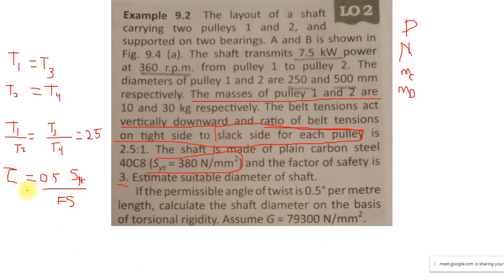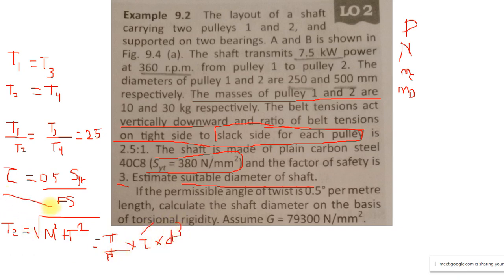After giving shear stress, they asked us to find the suitable diameter of the shaft. We know one formula for this: equivalent torque, or equivalent twisting moment, Te is equal to the square root of M squared plus T squared, which is again equal to pi by 16 into tau into d cubed. I know the tau value, so I need to find the M and T values. If I find M and T, I can directly find the d value.